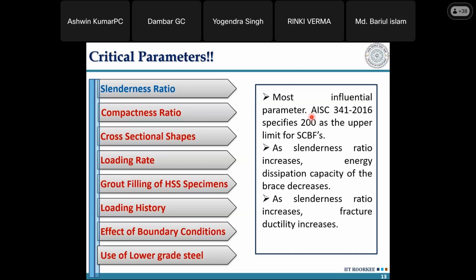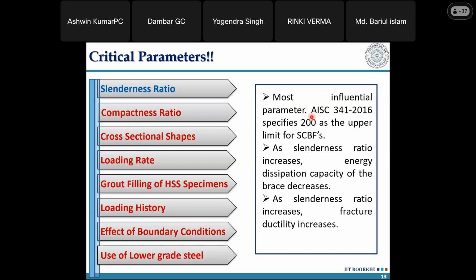If my slenderness ratio decreases, for the same length, either I'm increasing the thickness of my element, let's say, that will cause an increase in my tension capacity. I mean, the yield value will also increase, and it will increase my buckling capacity. So the overall area under the hysteresis curve, which is the representation of the energy dissipated during an earthquake, will increase for a low slenderness ratio. So you understand, as the slenderness ratio increases, your energy dissipation capacity decreases. As your slenderness ratio decreases, your energy dissipation capacity increases, right?